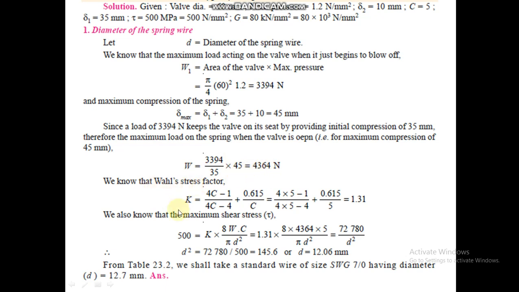Then we will calculate the Wahl factor K by applying the formula, and apply the formula for shear stress, which is 500, given to us, equal to K 8WC by pi d square. Put the value of W 4364, which we have calculated. From here you will calculate the diameter of the wire, 12.06, and from the table you can select the wire size SWG7 having diameter 12.7.